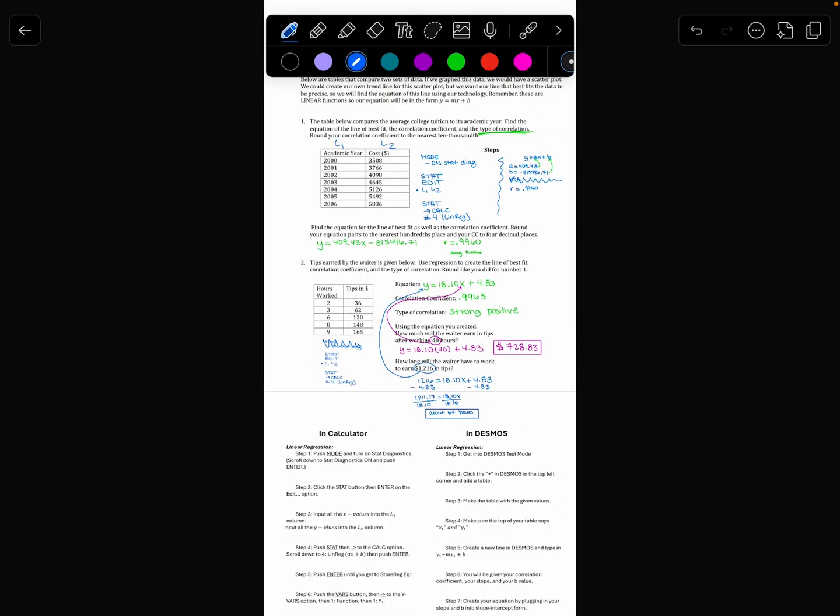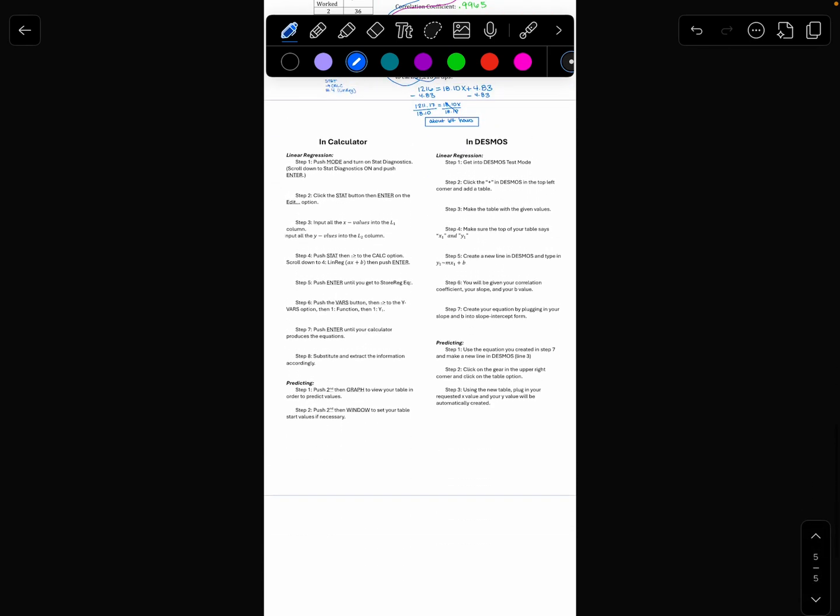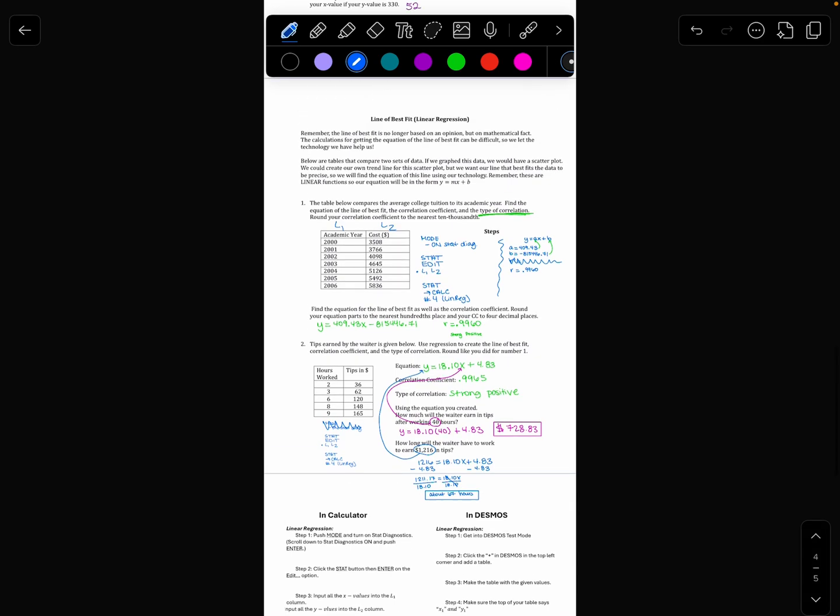But that's it, guys. That is how you use your technology to get your equation for linear regression or for the line of best fit. Again, please don't freak out about the steps. After you do probably 4 of these problems on your own on your homework assignment, you're going to be golden, okay? You'll remember the steps. They won't be that bad. We always review before our tests and our quizzes.